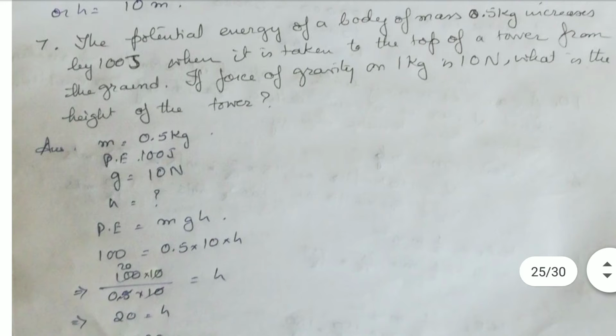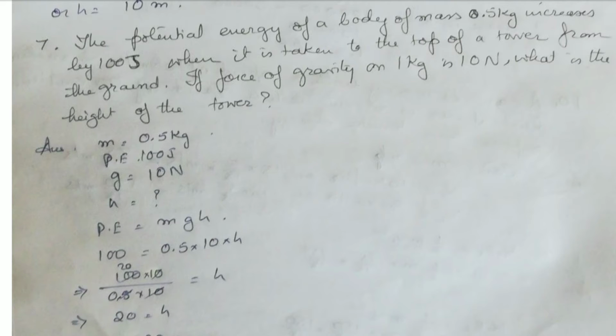Then the potential energy of a body of mass 0.5 kg increases by 100 joule when it is taken to the top of the tower from the ground. If the force of gravity on 1 kg is 10 newtons, what is the height of the tower? m is equal to 0.5 kgs, potential energy is 100 joules, and g is equal to 10 newtons. Height is what we need to find out.